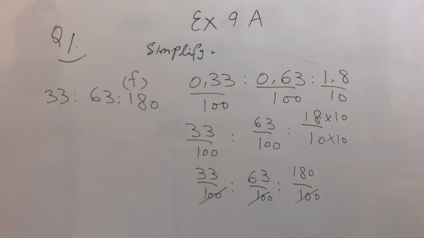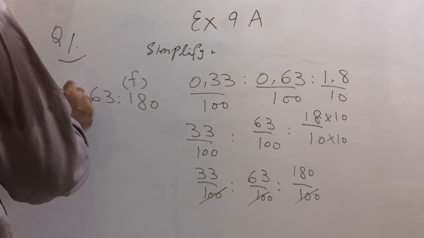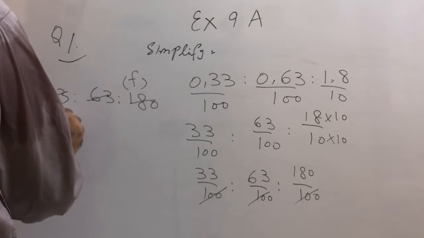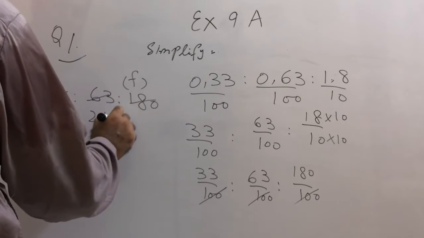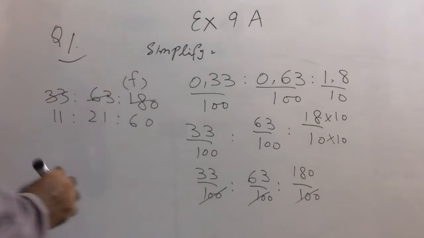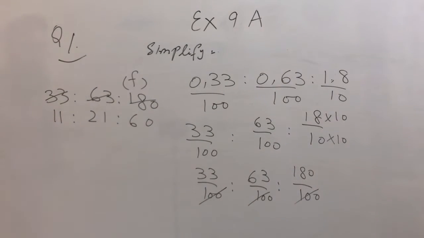Now we need to simplify these. We will be dividing these with 3. 3 11s are 33, 3 21s are 63, 3 60s are 180. So 11 ratio 21 ratio 60. This is the answer for this question.